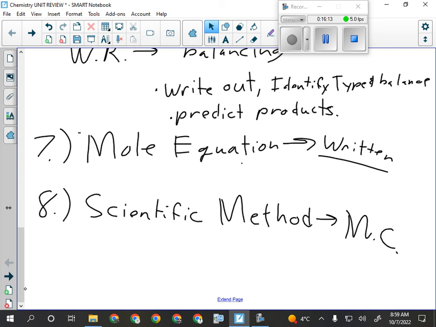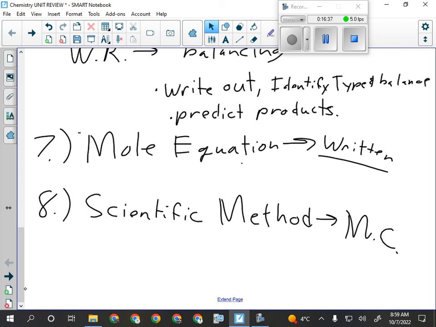and writing formulas, history of the atom, reaction types, and again, history of the atom. So it's mostly recall. There's no calculations or anything like that in the multiple choice part of the test.